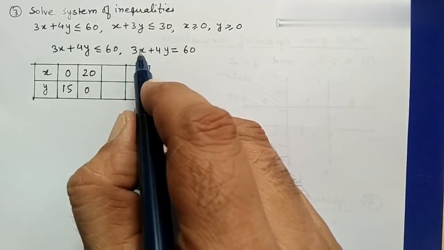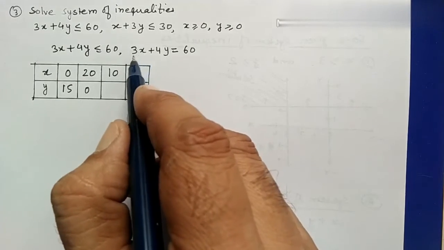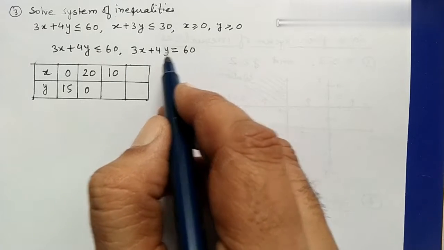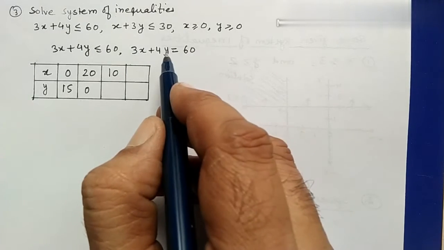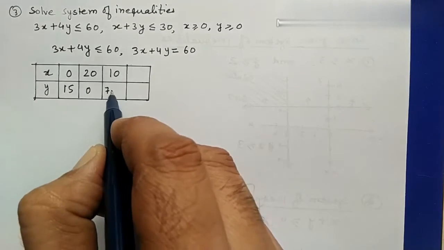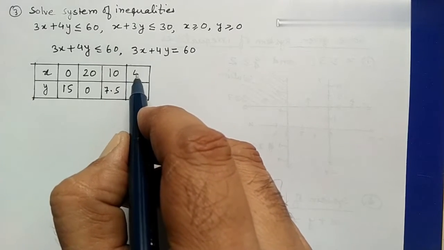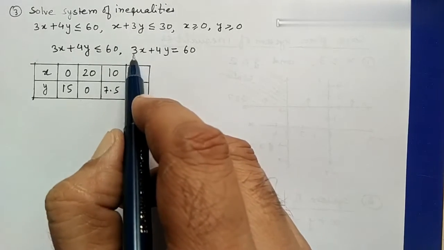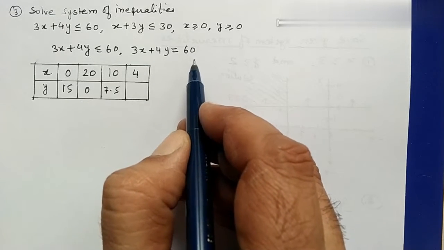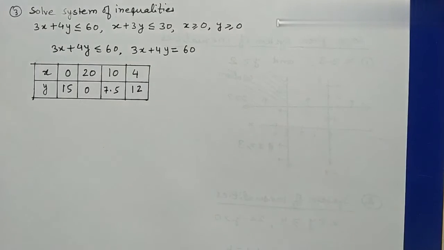Now in place of x we put 10, then we get 30, and subtracting 30 from 60 we get 4y equal to 30, 2y equal to 15, so y equals 7.5. Then in place of x we put 4; 4 times 3 is 12, subtracting 12 from 60 we get 48, so y equals 12. All understand these points we get.